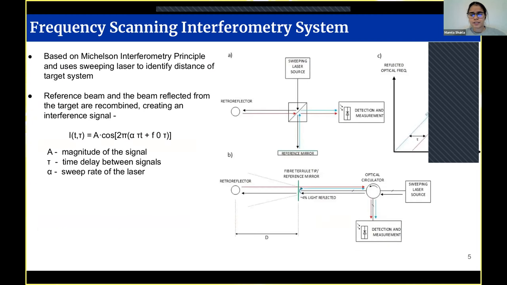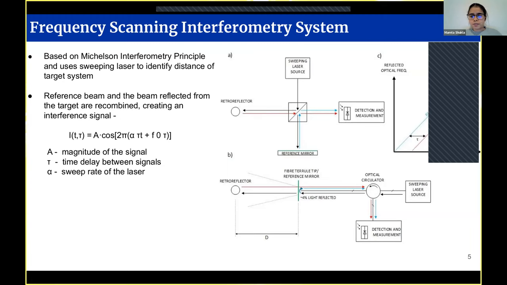A frequency scanning interferometry system is basically based on the Michelson interferometry principle. It's more associated with physics. You have a laser source and a beam splitter. The laser source is split into two parts. One is called the reference, and one is the part which goes to your target. 4% of the source goes to the reference, and the remaining 96% goes to the target. At the photo detection, once the source is reflected back, you receive both signals, and these two signals interfere. But there is a time lag, or a delay, between the two signals, which helps to identify at what distance my target is.